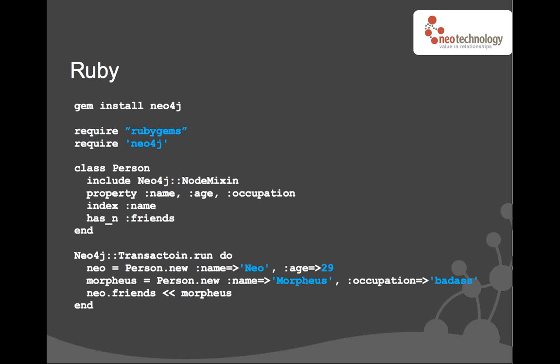So now you create two persons, Neo, which is a person that has a name of Neo and an age of 29, and Morpheus, which has a name and occupation. So you don't need to specify all the properties that you have set up. And then you simply add Morpheus with a friend relationship to Neo. That's it. So it's very straightforward. You do that. Oh, there's a transaction is wrongly spelled.